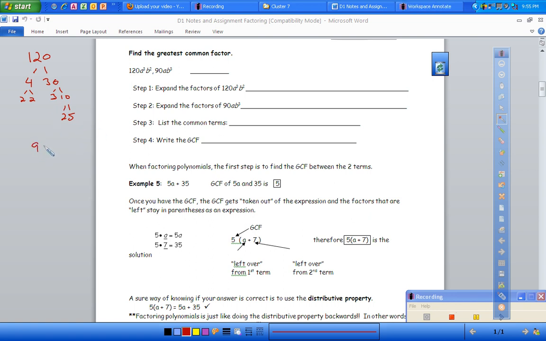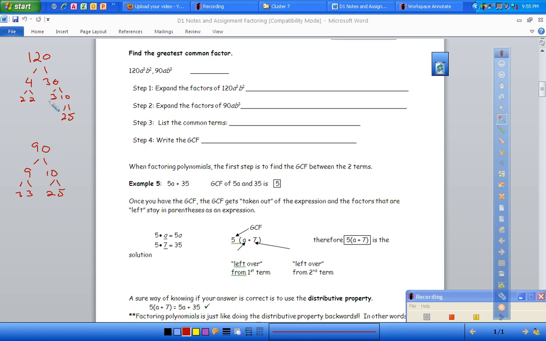And I can do the factors of 90, which is 9 times 10. The factors of 9 are 3 and 3. The factors of 10 are 2 and 5. And now I have prime numbers all along the bottom of the tree, which tells me that I am done.